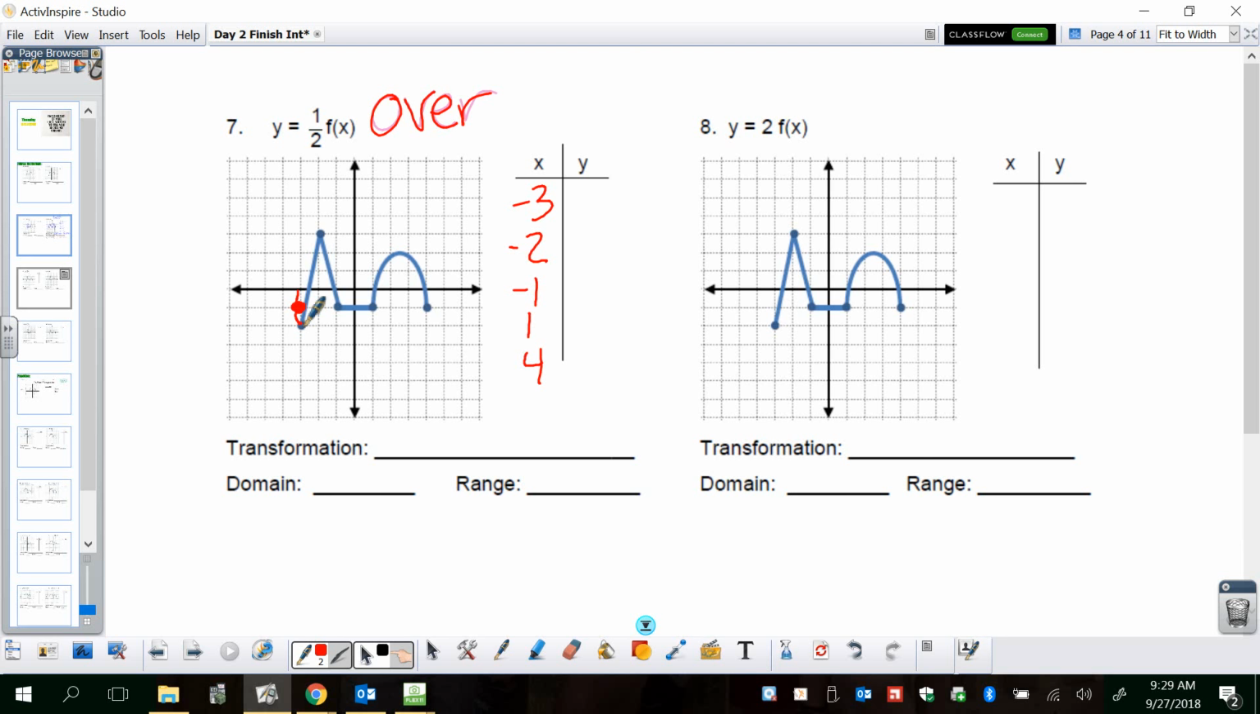We are literally finding half of y. What is the y for this original point? 2. So what's half of 2? So the new one is going to be 1. Okay? So then the second point's original is up 3. What's half of 3? 1.5. So it's going to go up 1.5.